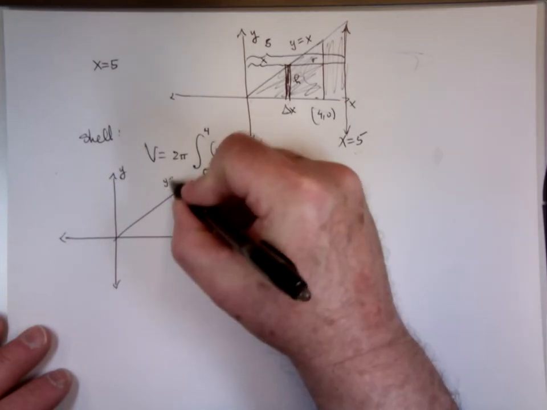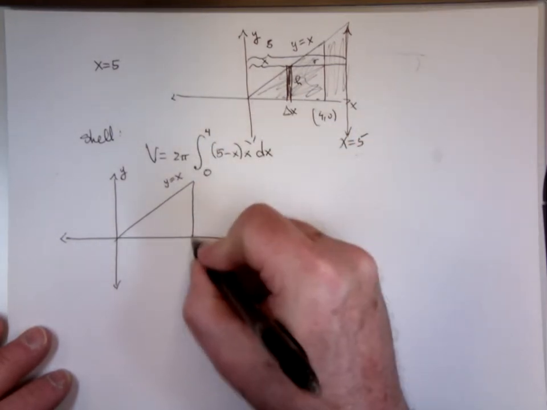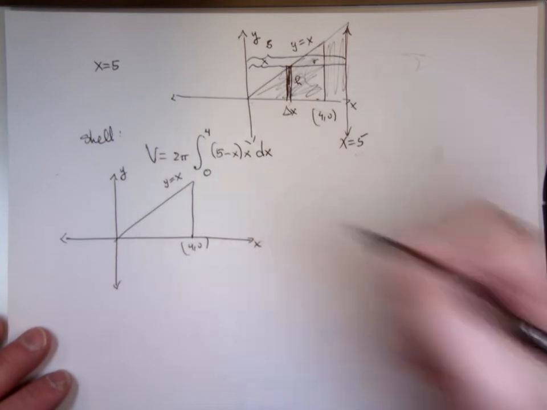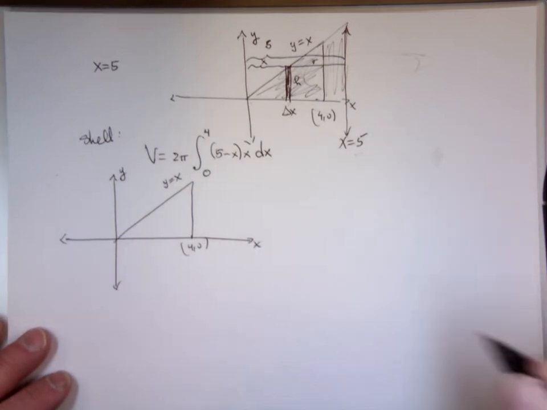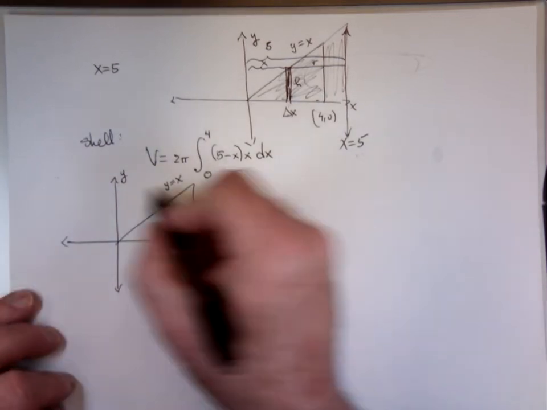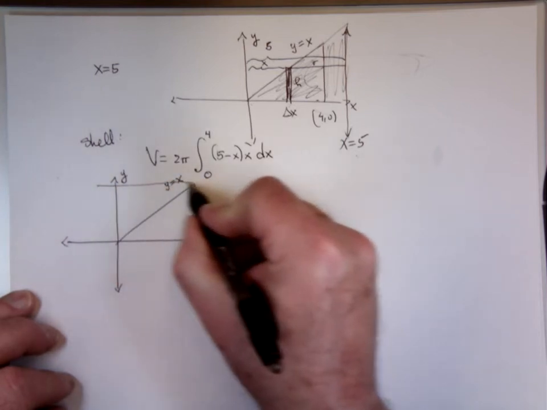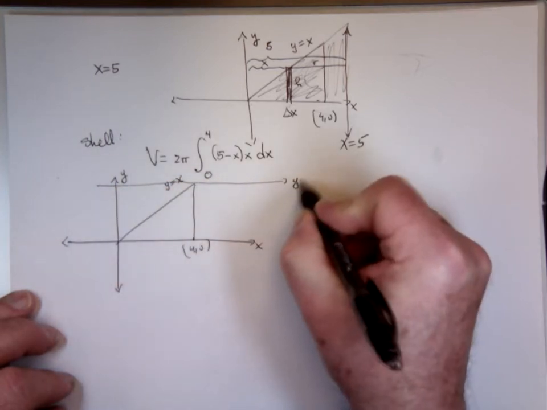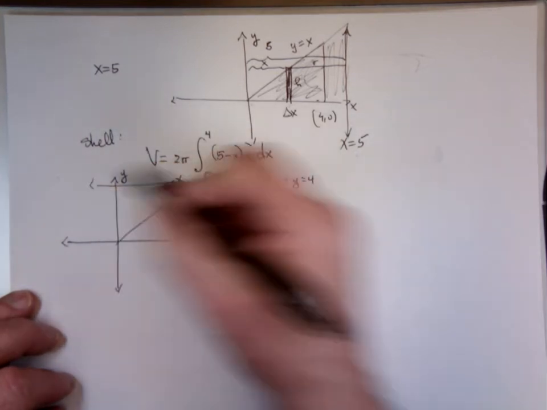Okay, we are going around y equals 4 this time. That's this line. How do we know how high the triangle is? Never mind.